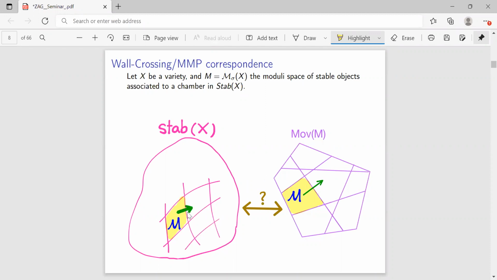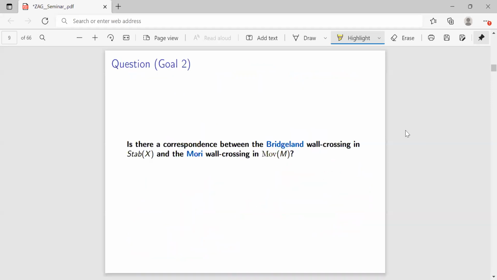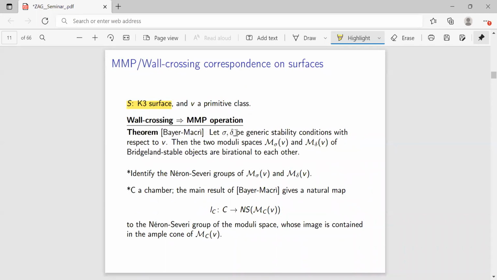It means that we want to see each wall crossing here as an MMP operation here, and each chamber here, or each moduli space here, as a moduli space of Bridgeland stable objects here. So the first theorem just says that we have this correspondence from the left to the right for the case of surfaces, which is this theorem. We say that for any two generic stability conditions, generic meaning that the stability condition is not on the wall, these two associated moduli spaces of Bridgeland stable objects are birational to each other.